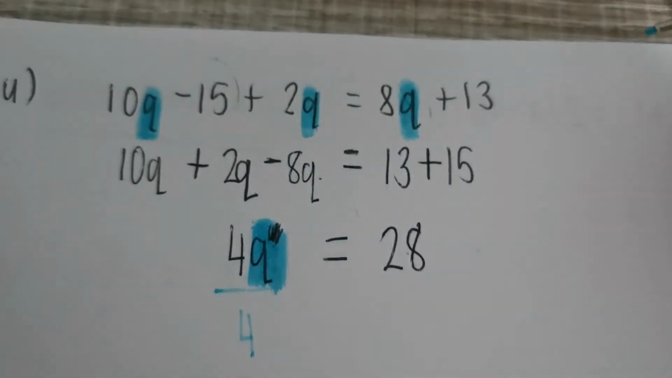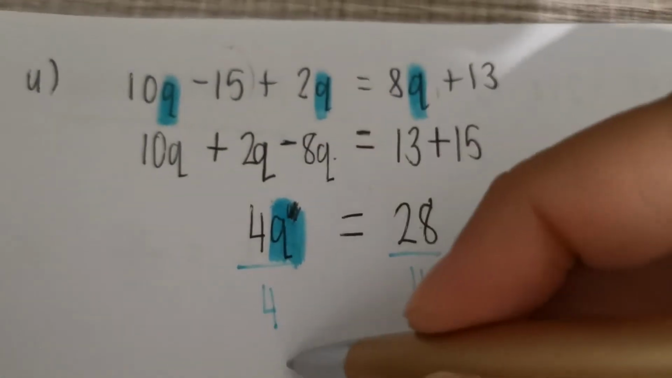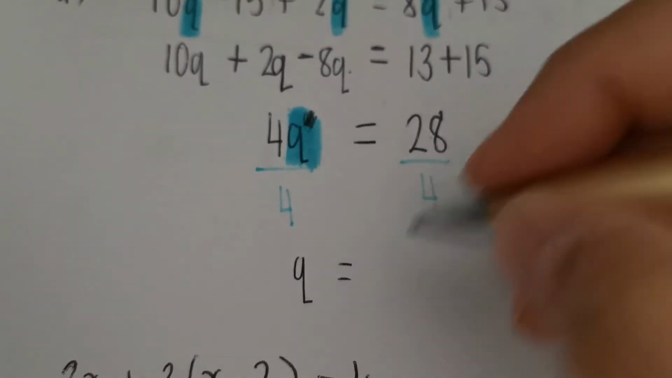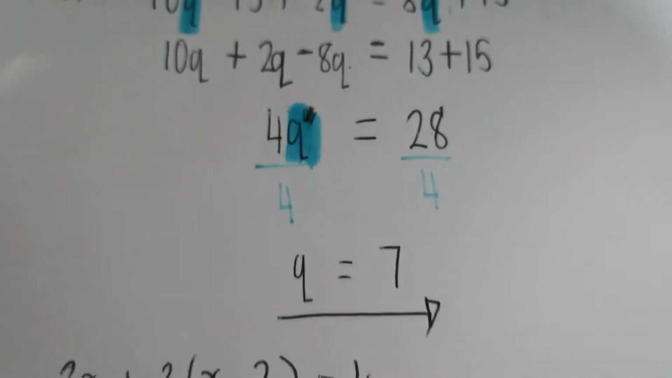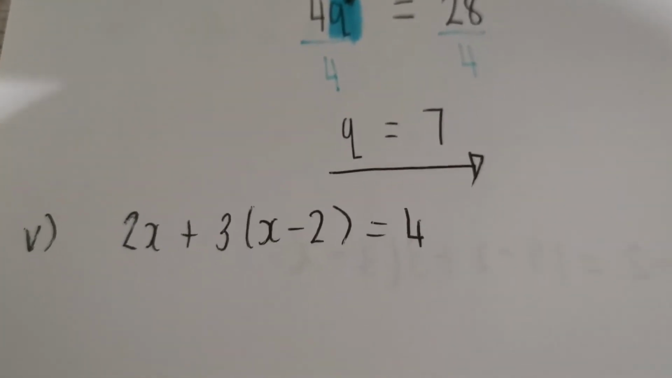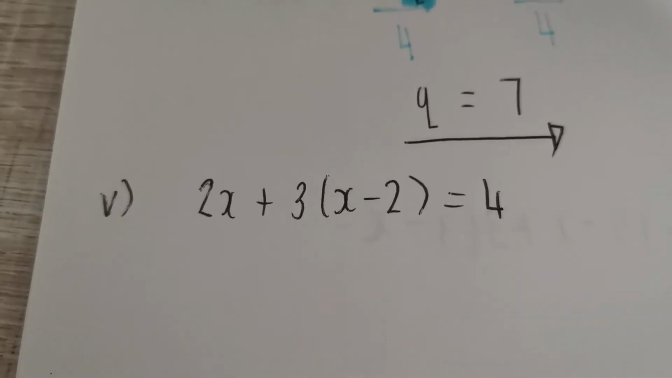Okay, 13 plus 15 is going to give us 28. I want q on its own. So 4 times q, opposite. Divide by 4. So divide by coefficient. Okay, q, 28 divided by 4 gives me 7.